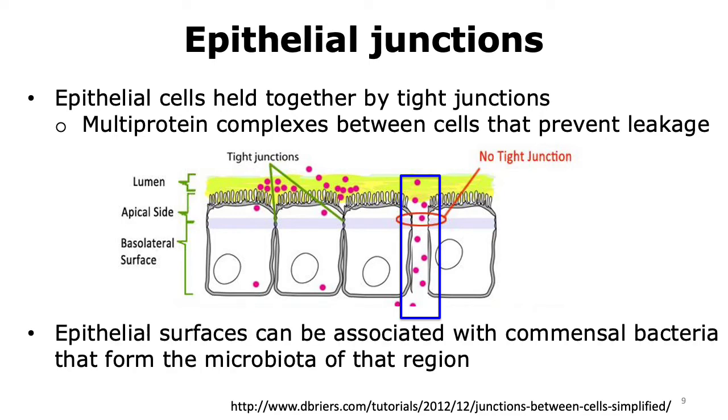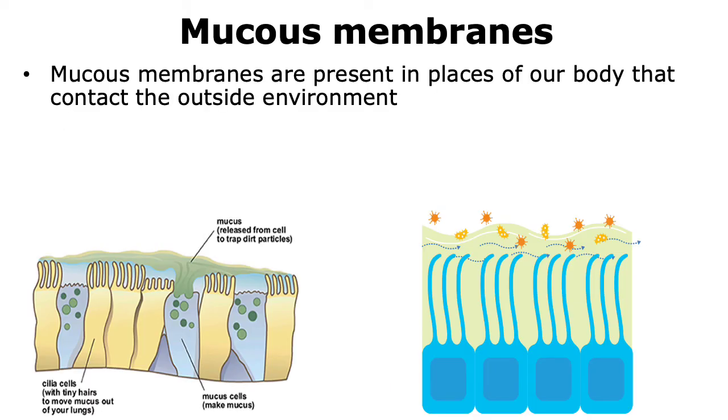Now, epithelial surfaces can be associated with commensal bacteria, and these commensal bacteria form the microbiota of that region. So that's why it's even more important to have tight junctions, because that way these microbiota or commensal bacteria that are present on the epithelial surfaces are unable to penetrate through the epithelial cells into the inner parts of the host.